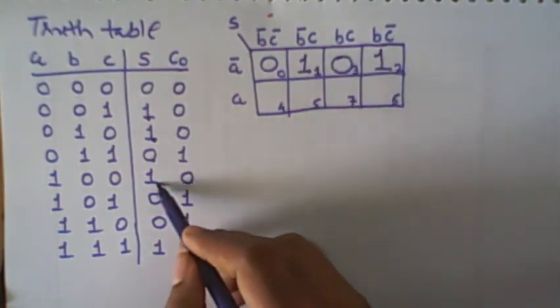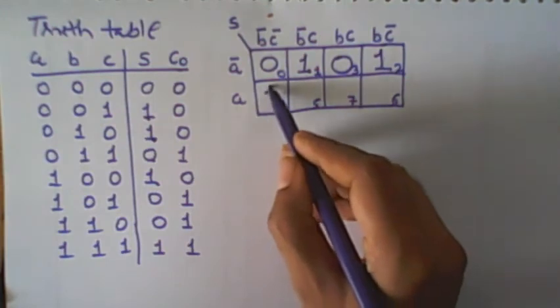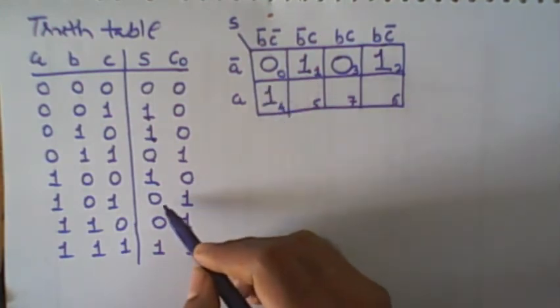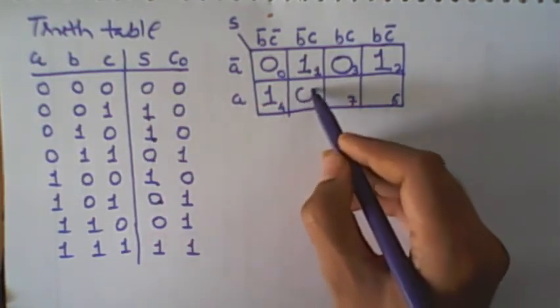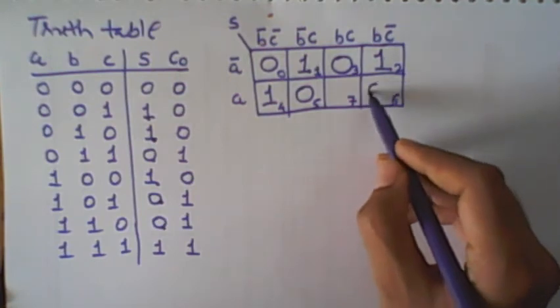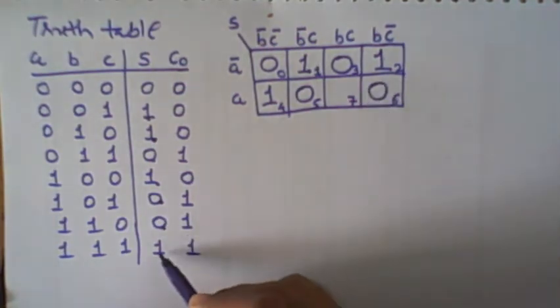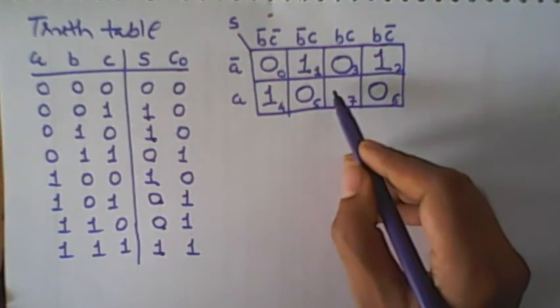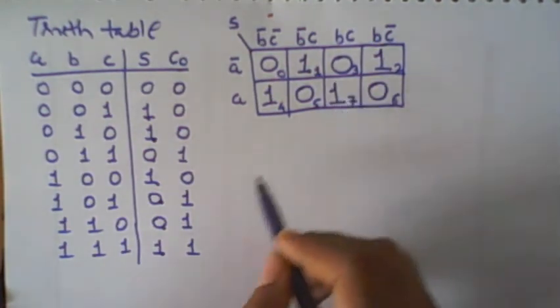For min term 4, the sum bit is equal to 1. So here we have to put the 1. For min term 5, the sum bit is 0. So here it is equal to 0. For min term 6, the sum bit is 0. So here for min term 6, the sum bit is equal to 0. And for min term 7, the sum bit is equal to 1. So here it is a 1.